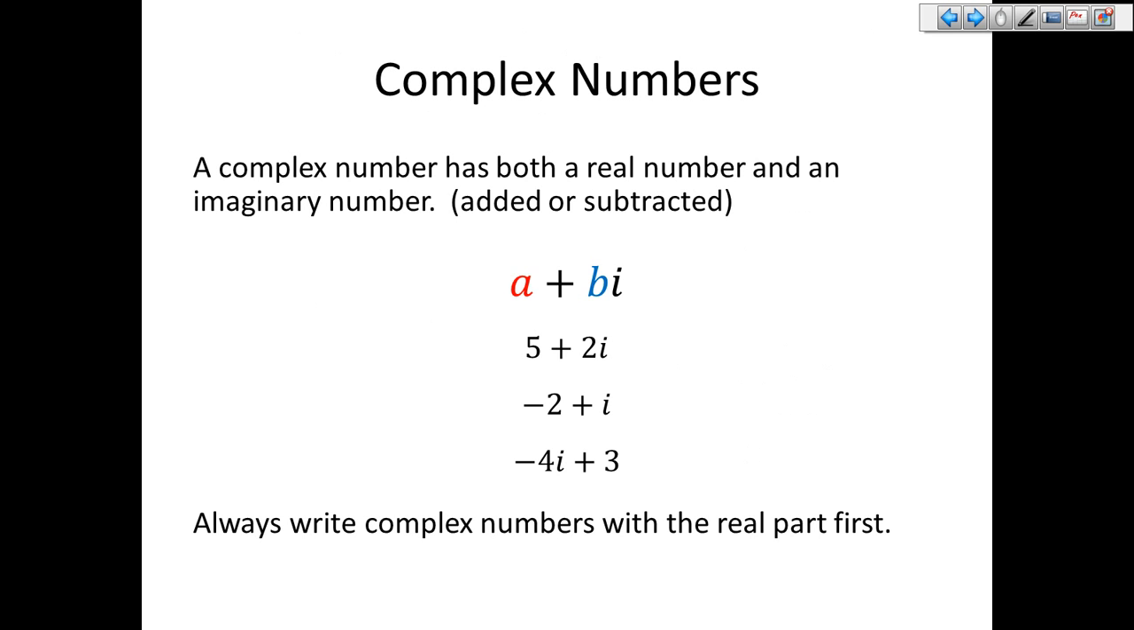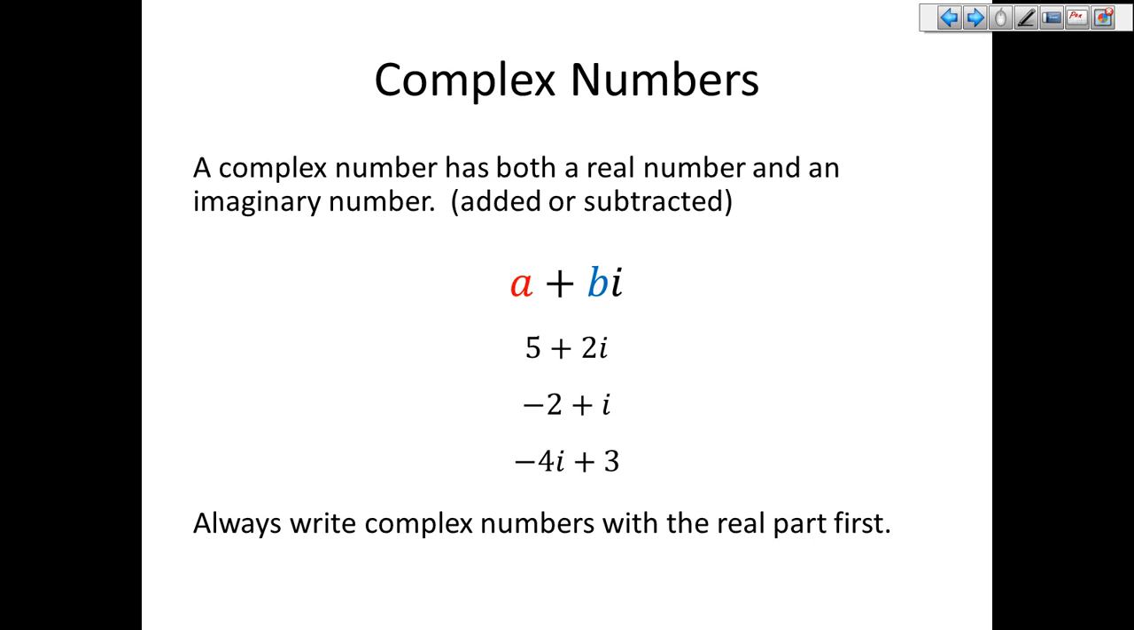Now let's talk about complex numbers. A complex number has both a real number and an imaginary number, and they're added or subtracted. So we talk about a plus bi. That's the form that these complex numbers should take: the real number plus or minus the imaginary number.